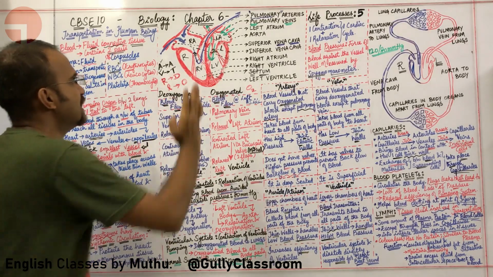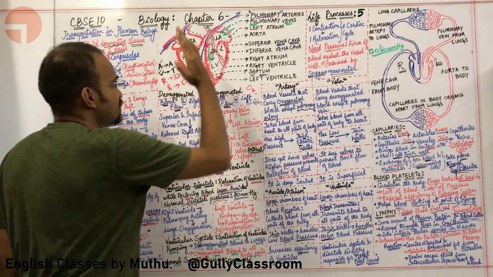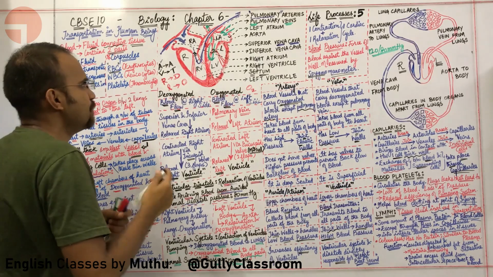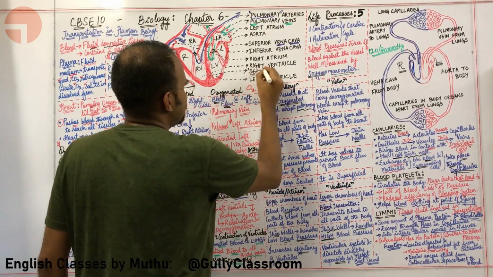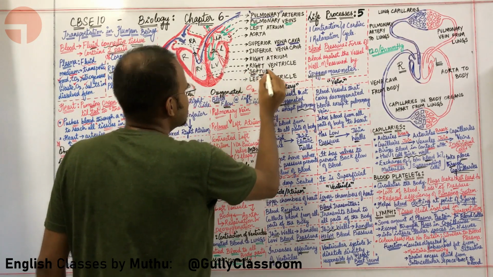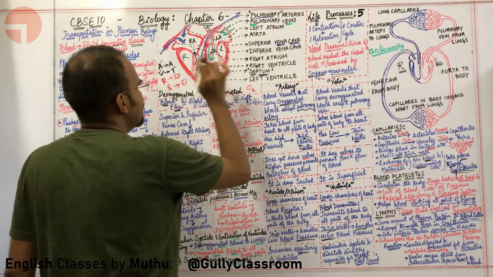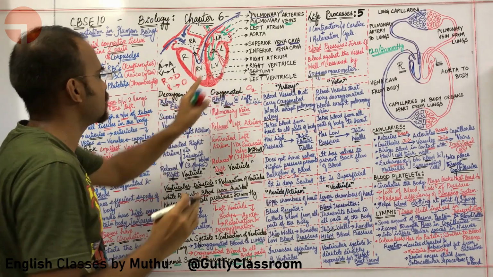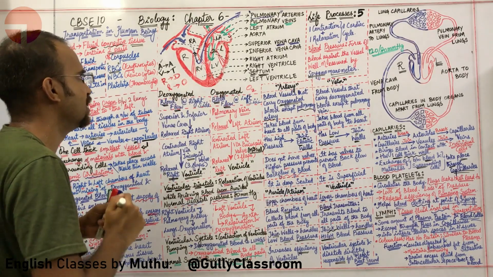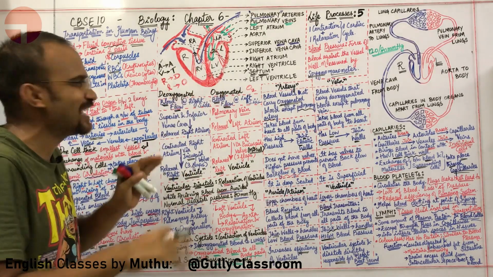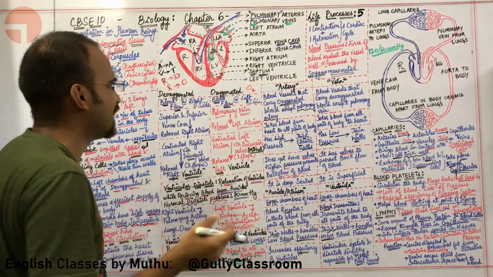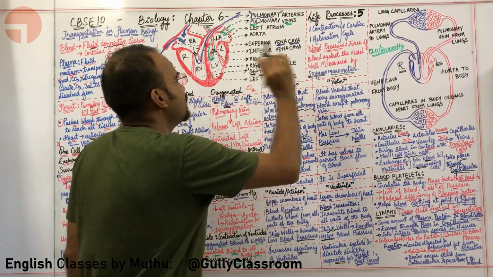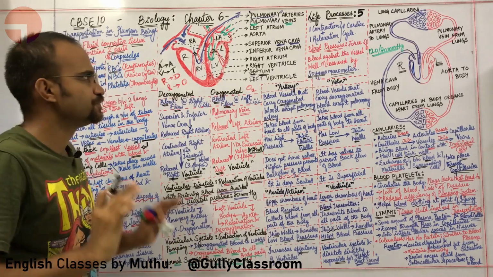Also remember this, the right side of the heart and the left side of the heart are separated by what is called a septum. A septum separates the right side of the heart and the left side of the heart, thereby keeping deoxygenated blood and oxygenated blood separate. Are you comfortable with the entire diagram and the entire system? Okay. Let us go to what is called the cardiac cycle.